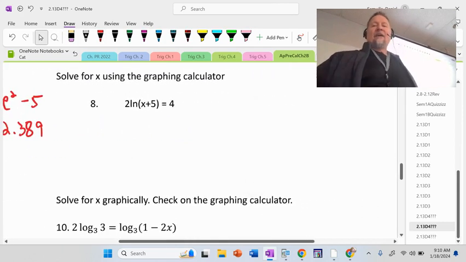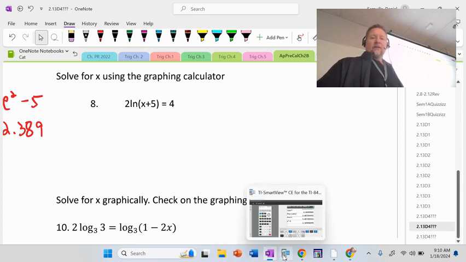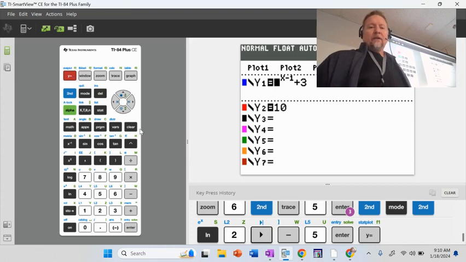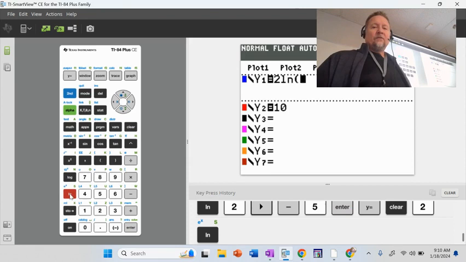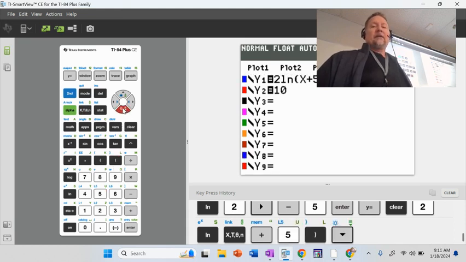All right. And then on the graphing calculator, I don't need to show a sketch of it. 2ln x plus 5. So y equals clear. I don't think I have to keep doing this. You get the point, I hope. 2ln. I do want to show something else for those that have TI-83s on the next log.